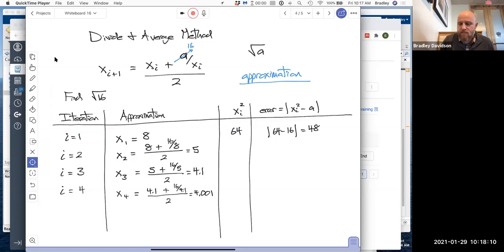And I put this as an absolute error. Typically in these types of problems, we're trying to minimize an error. So once we get down here, we want our error to be 0 or really close to 0. We can see here that our error is 48. All right, give me a thumbs up if you're following me here.